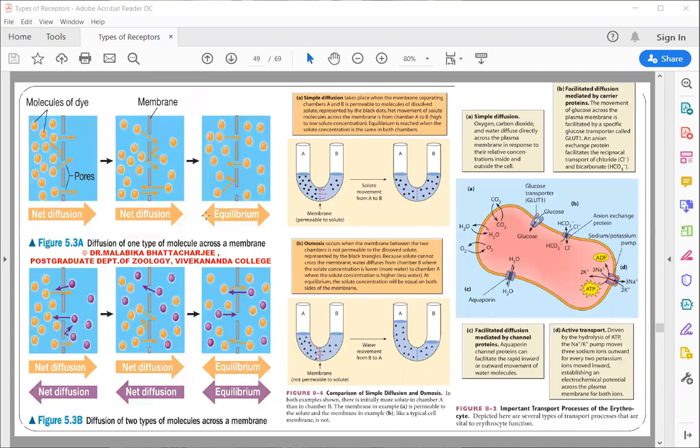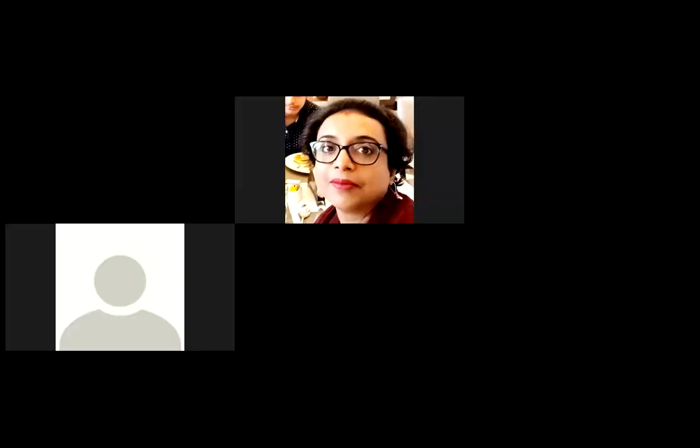Now, these are certain slides which you can go over while looking into this. So this is a concept of diffusion through the pores. This is a diffusion of one type of molecule. This is diffusion of two categories of molecules. Here in small definitions, the definition of diffusion, osmosis, then the definition of simple diffusion, facilitated diffusion, and active transport.